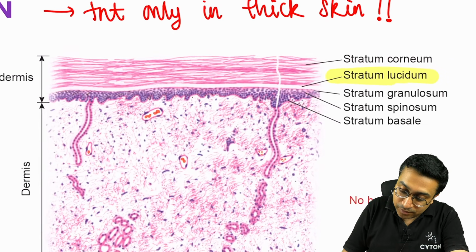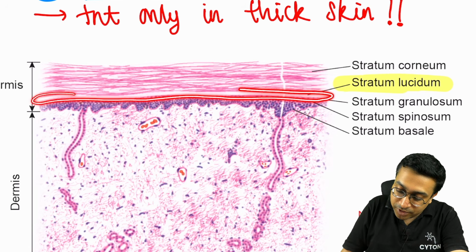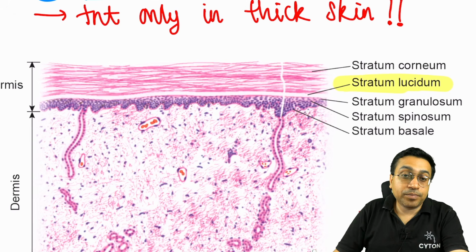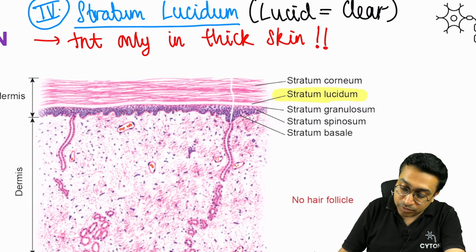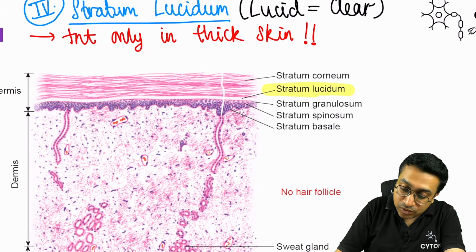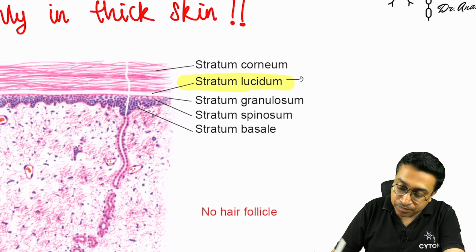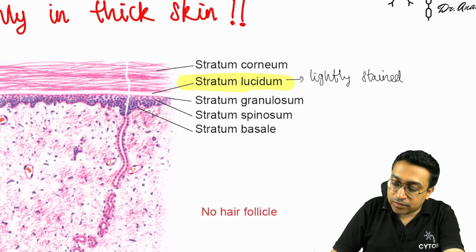Let me just zoom in. Can you see this layer which is quite evident and visible here? This one, this layer. It is lightly stained with eosin and appears homogeneous. Very important. We can see everything else, but not the details here. Stratum lucidum appears lightly stained with eosin, and it appears homogeneous.